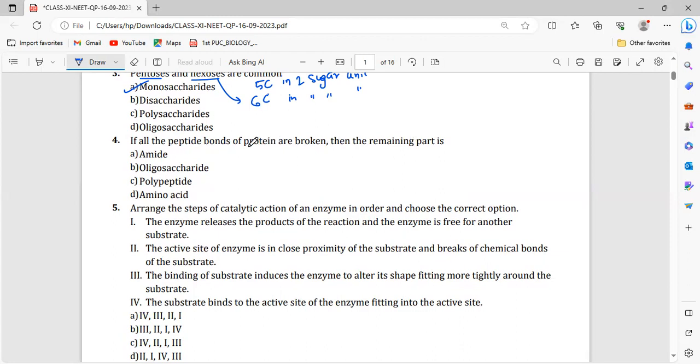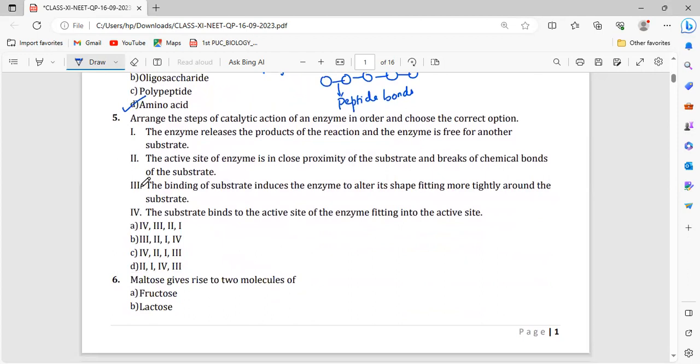Then fourth one, if all the peptide bonds of a protein are broken, then the remaining part is. We know the protein is a polymer and the monomer is amino acids. So each monomer is an amino acid, and they are linked by bonds. These bonds are peptide bonds. When peptide bonds are broken, we will get amino acids.